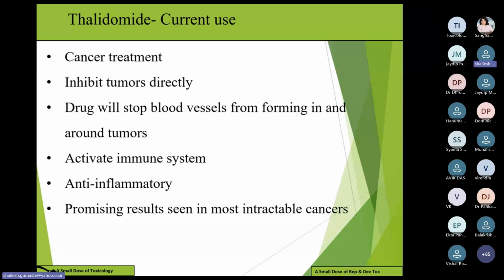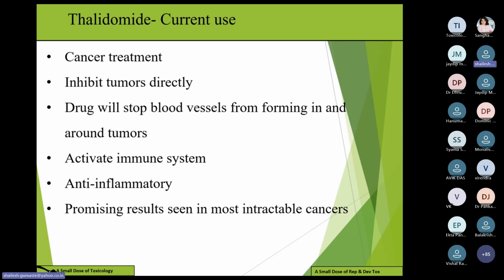Now, thalidomide is currently used to treat two main conditions, that is multiple myeloma and leprosy reactions. Multiple myeloma is a type of blood cancer that affects plasma cells in the bone marrow. Thalidomide is used in combination with other medications such as dexamethasone to treat this condition. So it inhibits the tumor directly. The drug will stop blood vessels from forming around tumors. It also activates the human immune system. It can also be used as an anti-inflammatory, and promising results are seen in the most intractable cancers.